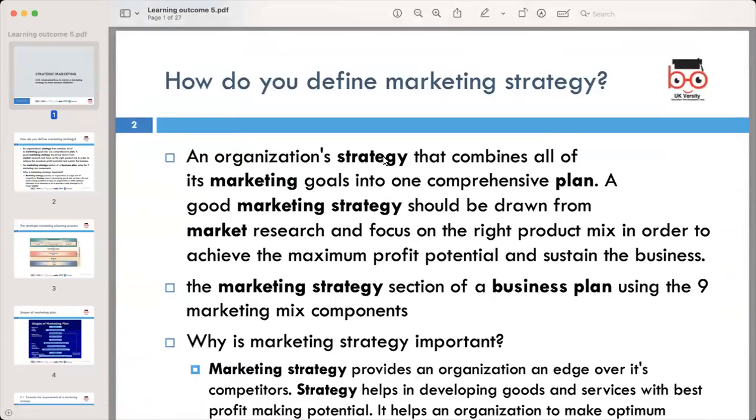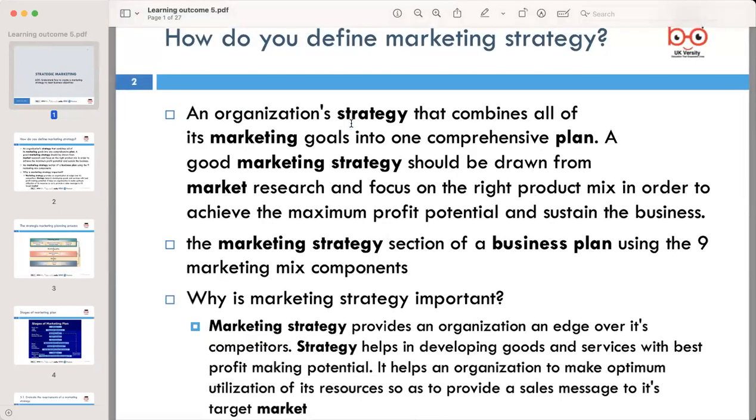So how do you define marketing strategy? If anyone is there, any comments? Okay, an organization strategy that combines all of its marketing goals into one comprehensive plan. A good marketing strategy should be drawn from market research and focus on the right product mix in order to achieve the maximum profit potential and sustain the business. The marketing strategy section of a business plan uses the 9 marketing mix components.